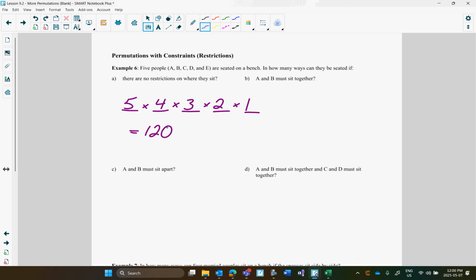Okay, this is where it gets a little interesting. A and B have to sit beside each other. So there's still 5 positions.